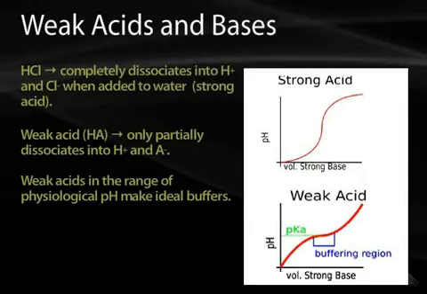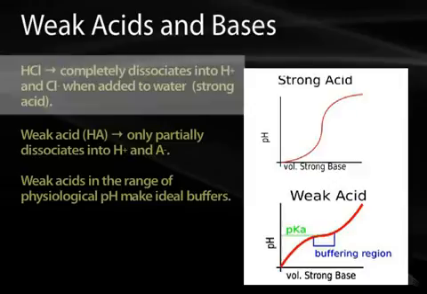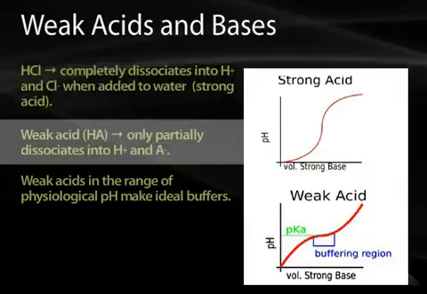Just a brief review of weak acids and bases, as it will have an application when we discuss buffers. A strong acid, such as hydrochloric acid, completely dissociates into hydrogen and chloride when added to water. A weak acid, however, only partially dissociates into hydrogen and its conjugate base. Weak acids in the range of physiologic pH make ideal buffers, as they allow for small hydrogen concentrations of minimal change in total body pH.